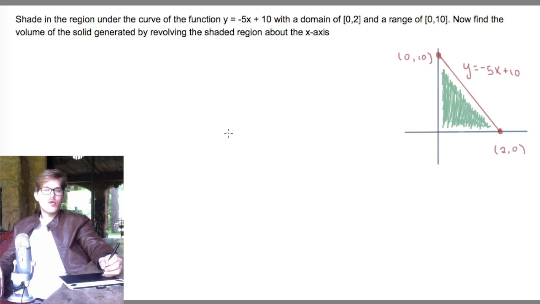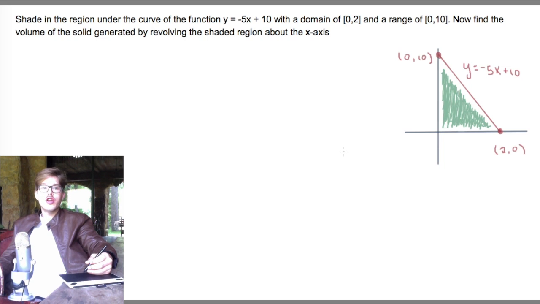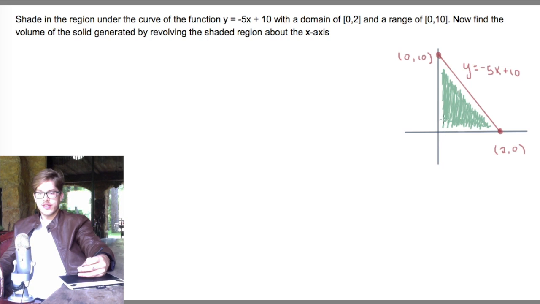All right, shade in the region under the curve of the function y equals negative 5x plus 10 with a domain of from 0 to 2 and a range from 0 to 10. Now find the volume of the solid generated by revolving the shaded region about the x-axis.